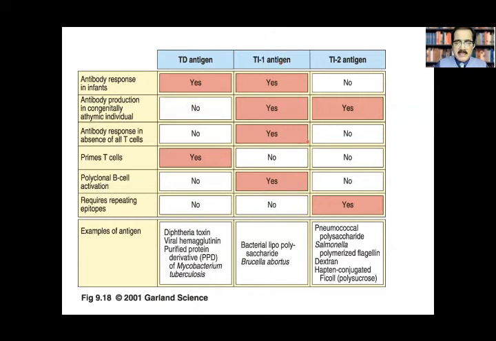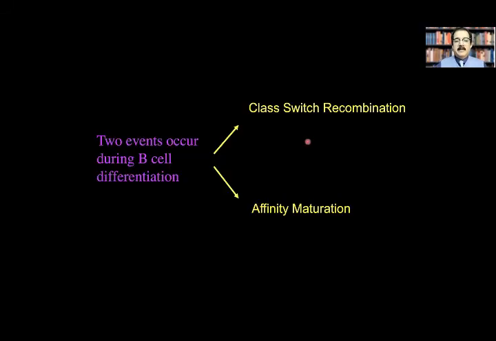And I just put the slide up. You can look at it at your leisure. I'm going to skip it in the interest of time. So there are two events that happen during B cell differentiation. One is class switch recombination, and the other is affinity maturation.